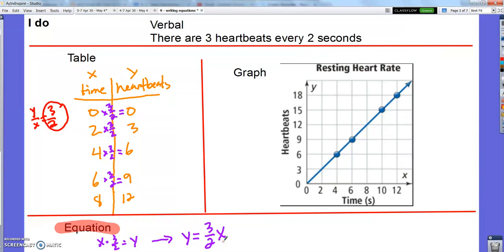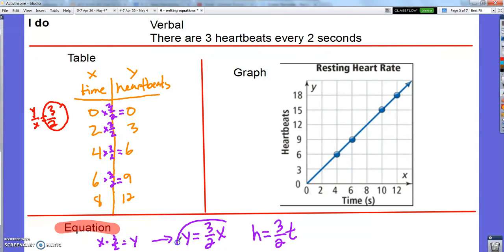But this is the same thing. This is just a simpler, mathier way to write the same equation. It's also fine if instead of y and x, you write the equation with, say, time is t and heartbeats is h. So I could also write, the number of heartbeats is equal to 3/2 times the time, or s for second, or something like that. So any of these are okay, but what you want to do is just find some way to represent the x times the constant of proportionality is the y.